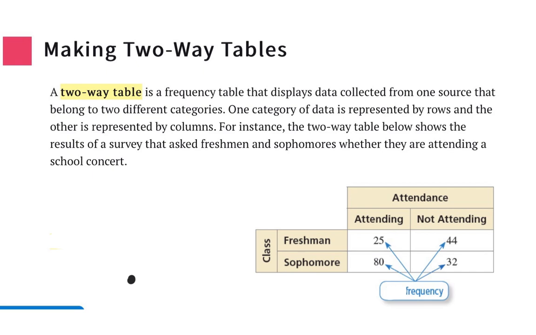The book talks about joint frequencies and marginal frequencies. We're just going to call them frequencies. How frequent are these numbers showing up? So if we look at this two-way table, we have to be careful as we interpret things. We're looking at the number of freshmen who are either attending or not attending, the number of sophomores who are either attending or not attending.